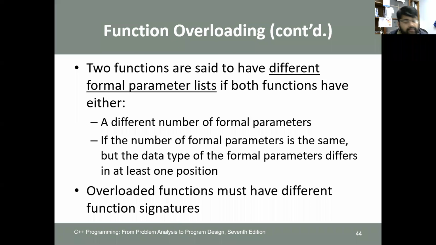The one way is that you have a different number of formal parameters. So one function has one parameter, the other has two parameters, or so on. Or the other way would be, even if they have the same number of formal parameters, the data type of at least one of those formal parameters is going to be different from the other function. And we'll see these examples when we talk about function overloading in a couple of minutes.